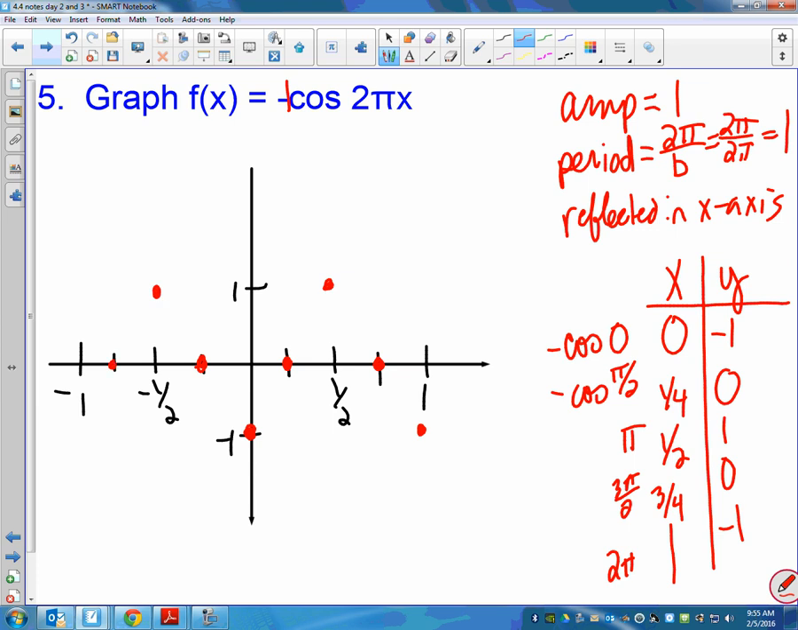Next week, we're going to graph the other ones. We're going to graph tangent, cotangent, secant, and cosecant. So you really want to make sure that you know these, because you really kind of build all the other ones off these guys.